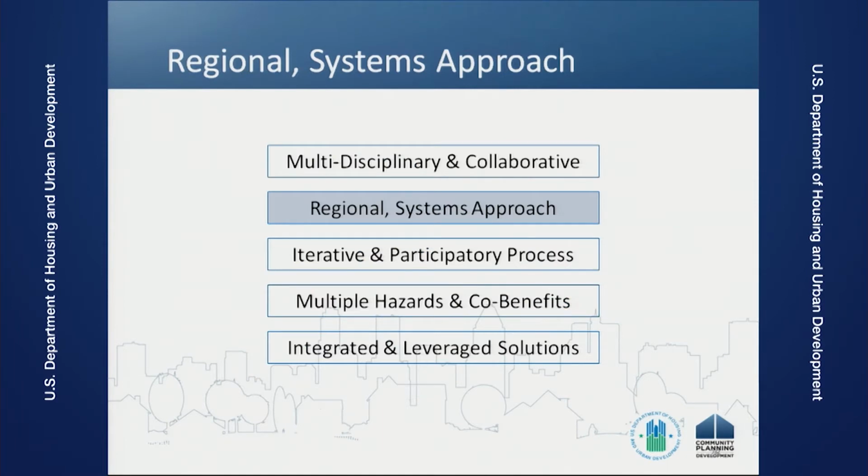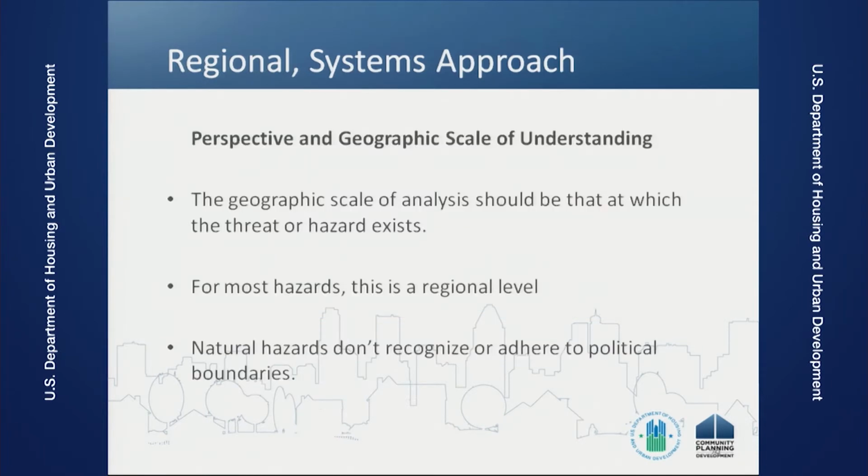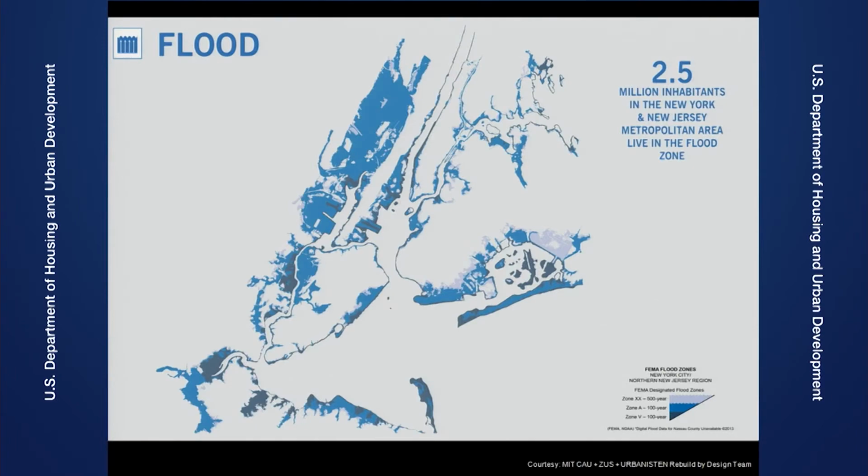Next, we'll look at the need for a regional or systems approach. When looking at resilience, the geographic scale of analysis should be that at which the threat or hazard exists. For most hazards, this is the regional level, because natural hazards don't recognize or adhere to political boundaries. For example, when looking at floodplains and watersheds for the greater New York, New Jersey metropolitan area, we realized that 2.5 million people live in the flood zone. And with sea level rise, this number is only going to increase.